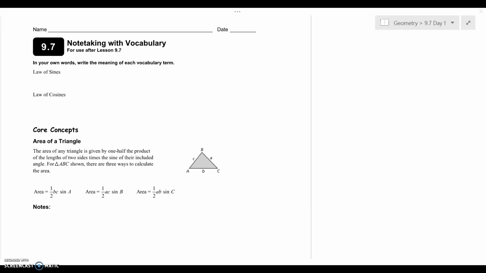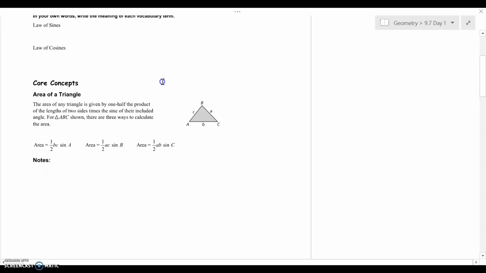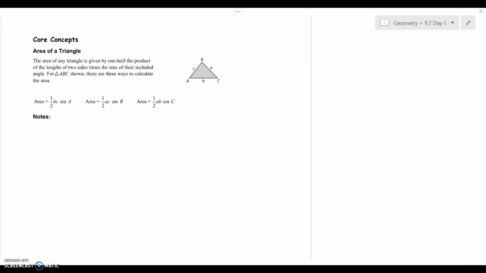And we're actually going to split this lesson into three pieces. So the first piece of this lesson is going to talk about area of a triangle. In our notes template, that's this first idea, the area of a triangle idea that's on the first page of the notes template.